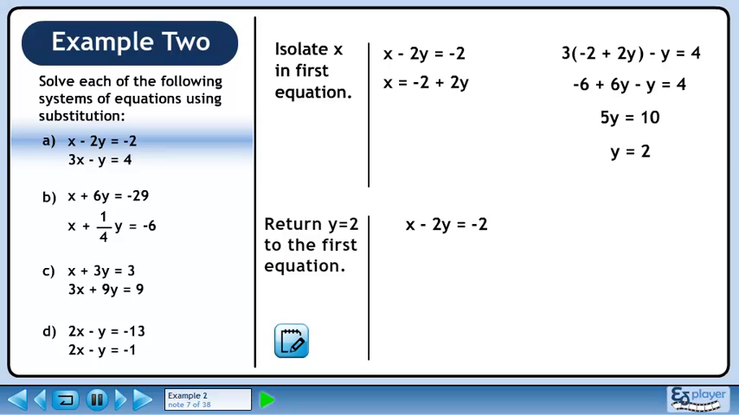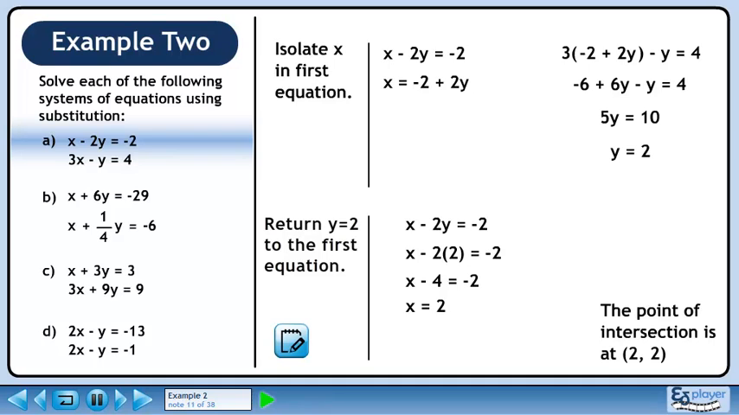Now we'll plug our y value of 2 into either equation to solve for x. In this example, we'll use the first equation, x minus 2y equals minus 2. Plug in 2 for y as shown in the animation. Simplifying, we get x minus 4 equals minus 2. Bring minus 4 over to the right side to get x equals 2. The point of intersection for this system is (2, 2).